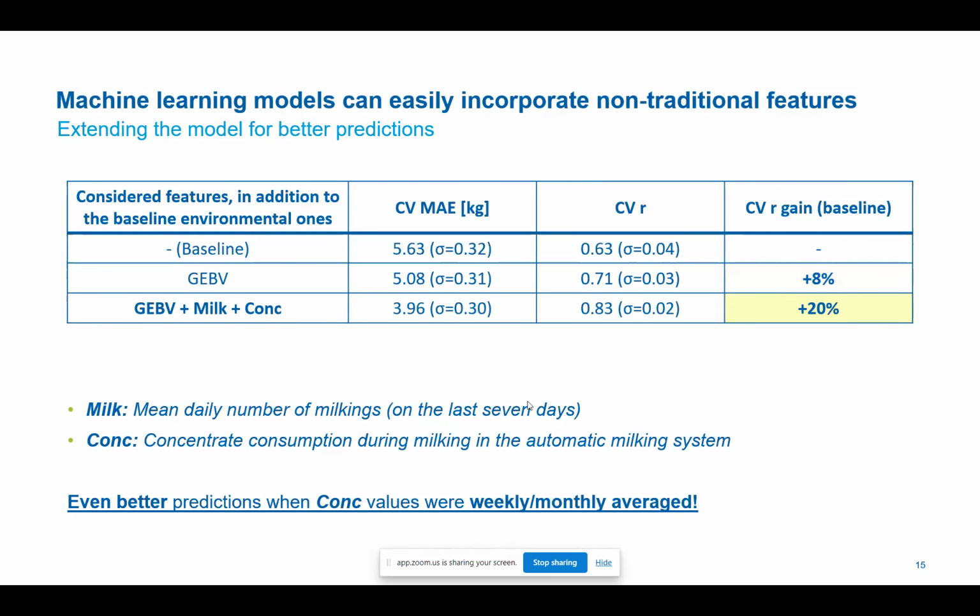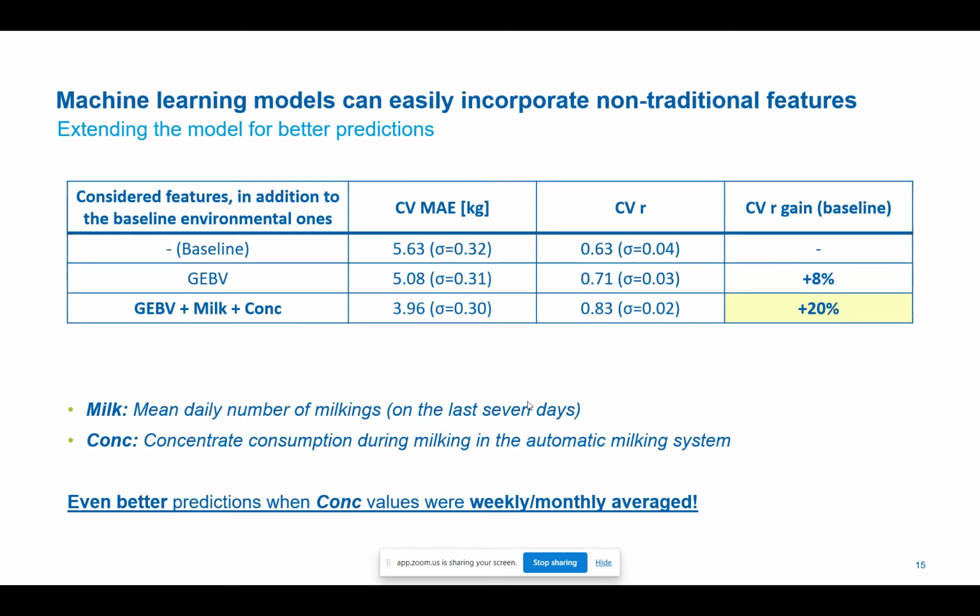Another thing that we explored is that machine learning can easily incorporate non-traditional features like number of milkings and concentrate consumption. What happens if we include them? If we extend the model, we see better prediction, up to 20% of gain in the correlation in the test set with respect to the baseline model, that is the model that was trained only with traditional features.